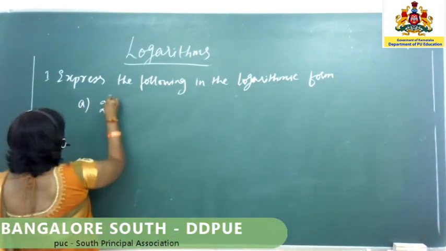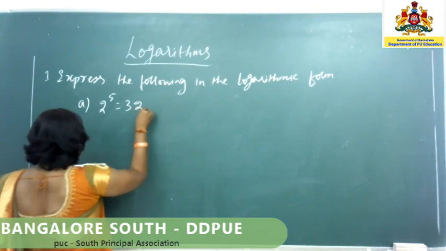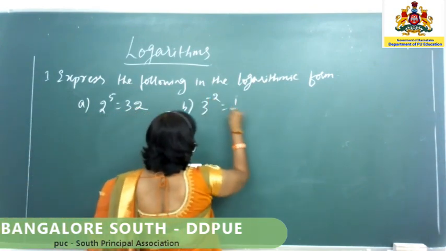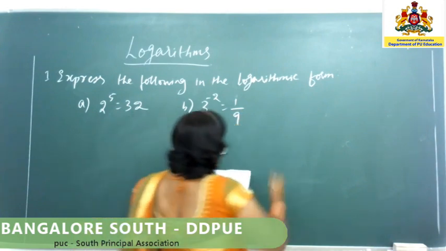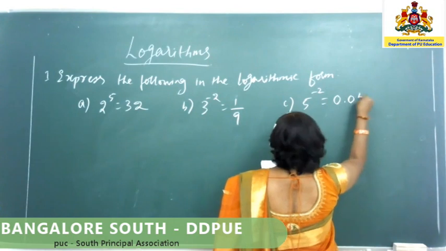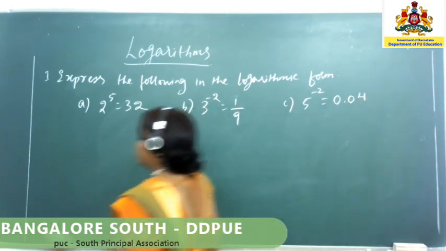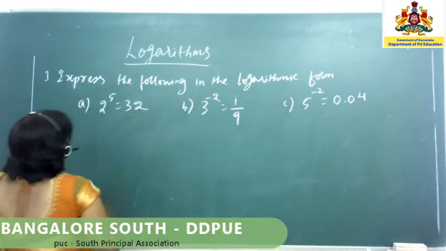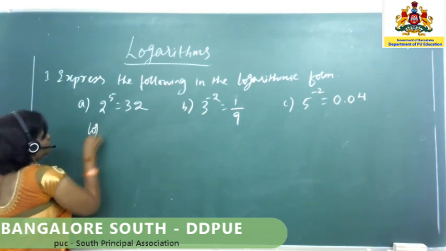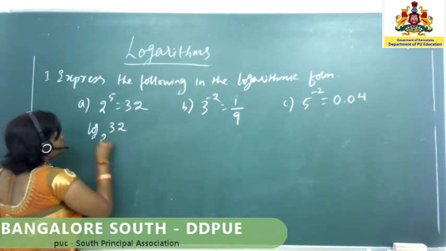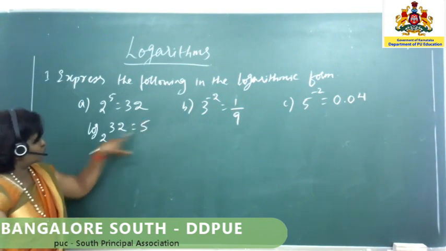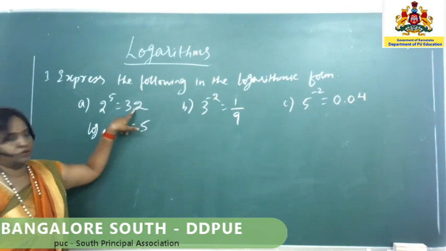A, 2 to the power of 5 is equal to 32. B, 3 to the power of minus 2 is equal to 1 by 9. C, 5 to the power of minus 2 is equal to 0.04. So this can be written as log 32 to base 2 is equal to 5. You can just relate like this: 2 to the power of 5 is equal to 32.